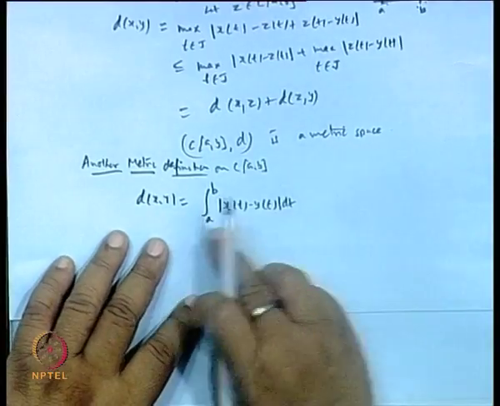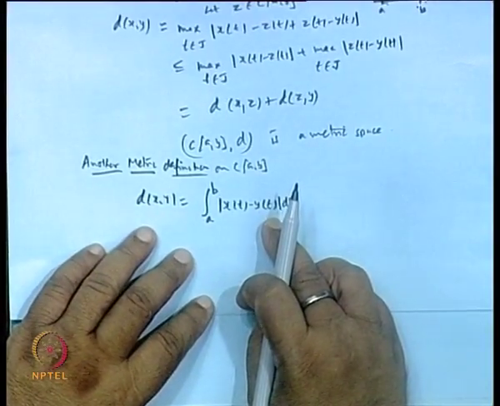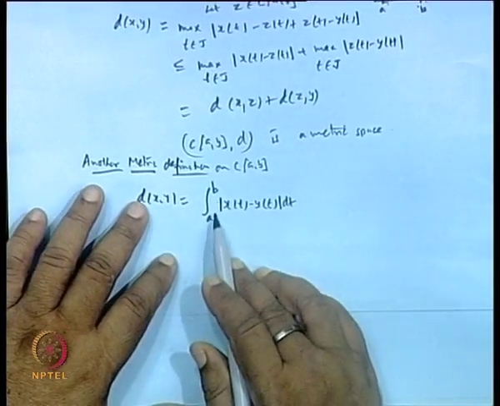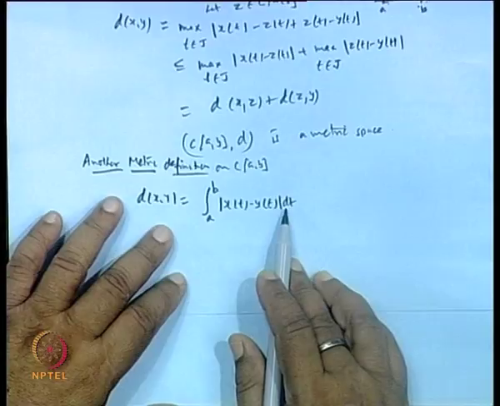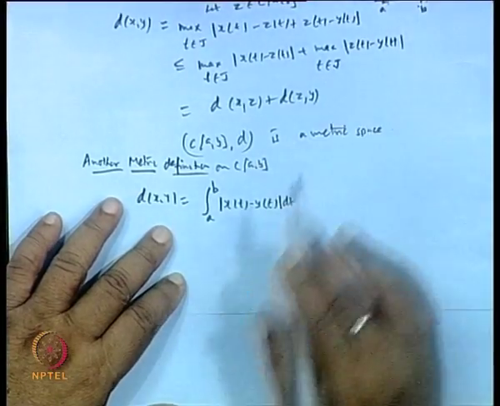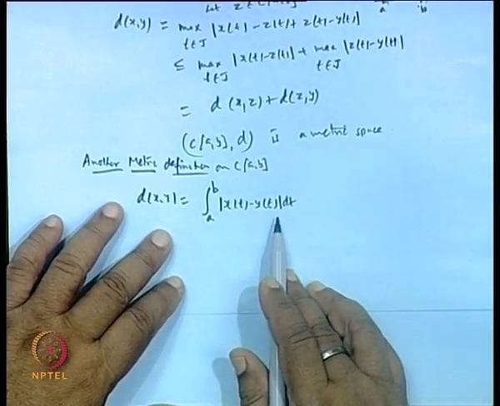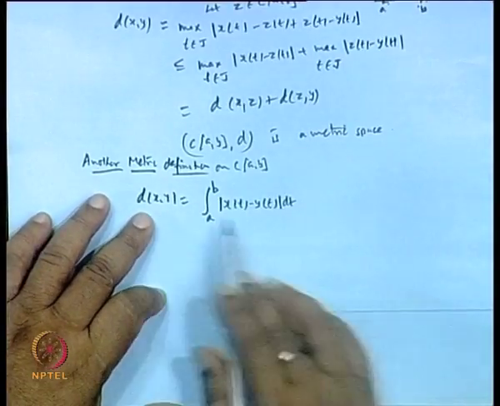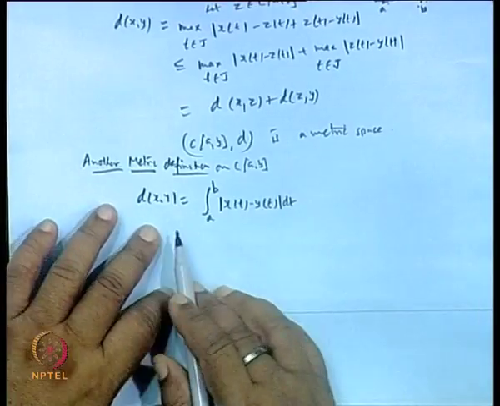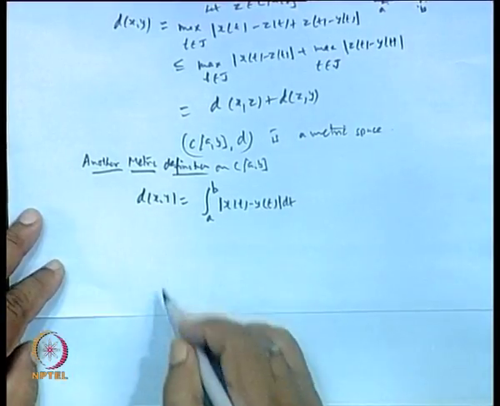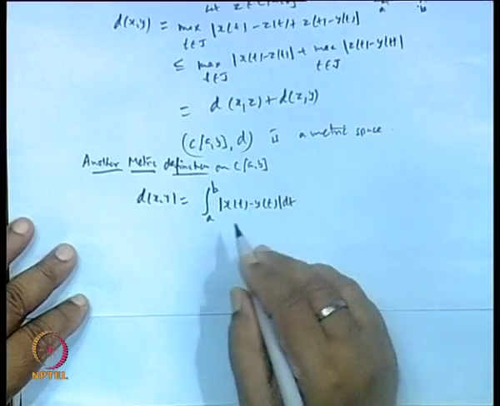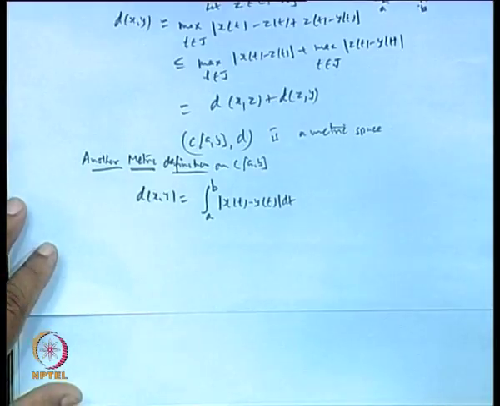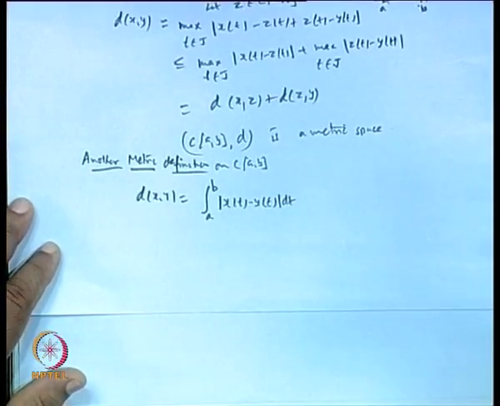Now, this is greater than or equal to 0 because this can never be a negative quantity. If it is 0, then either a equal to b or the function must be identically 0. So, a cannot be equal to b. Therefore, x(t) must be equal to y(t), and vice versa. If x equal to y, then d(x, y) will be 0. Then d(x, y) is d(y, x), and the triangular inequality can also be shown similarly. So, this forms a metric, and this is another way of defining a metric on C[a,b]. So, on C[a,b] one can define the metric in more than one way.